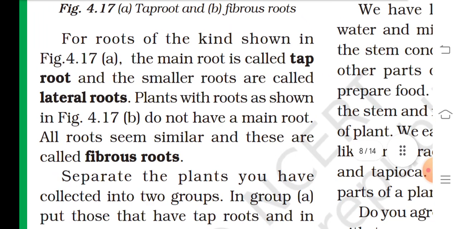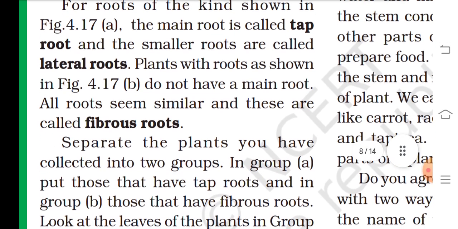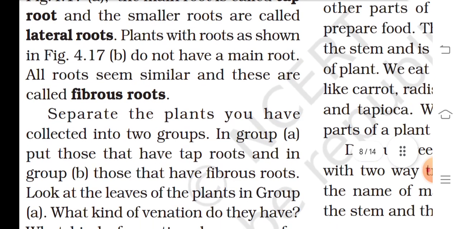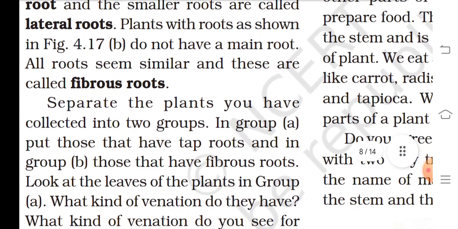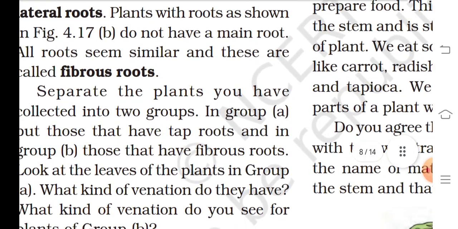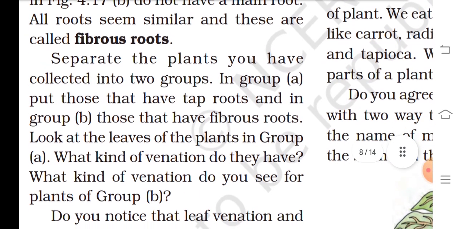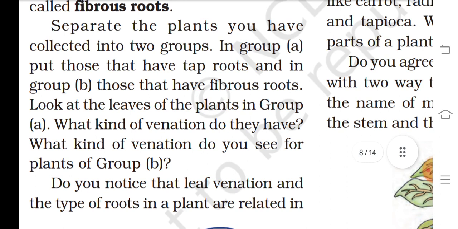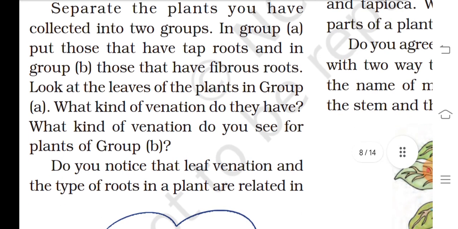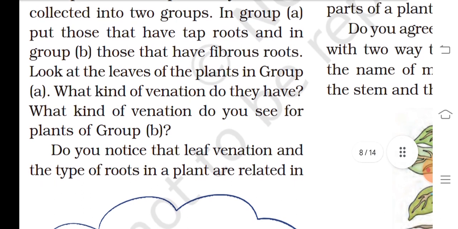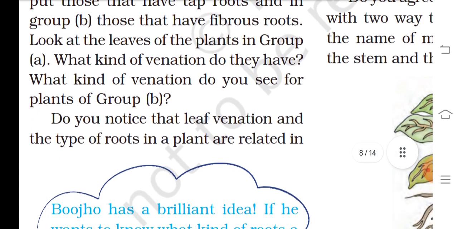For roots of the kind shown in the figure, the main root is called the taproot and the similar roots are called the lateral roots. Plants with roots as shown in the other figure do not have a main root. All roots seem similar and these are called fibrous roots. Separate the plants you have collected into two groups. In group A, put those that have taproot and in group B those that have fibrous root.